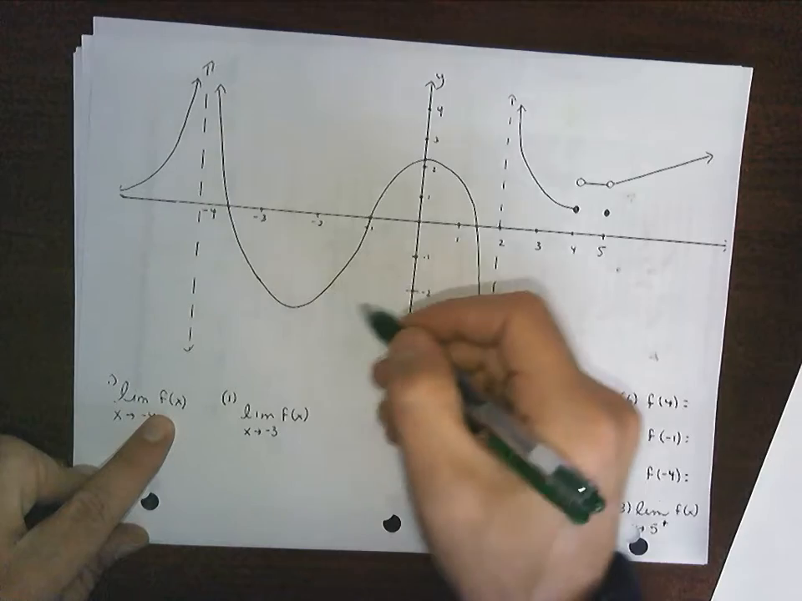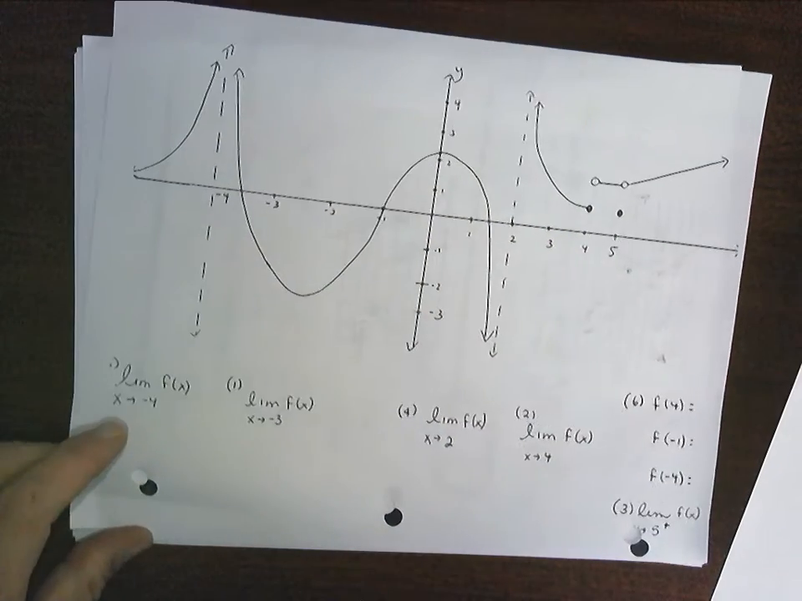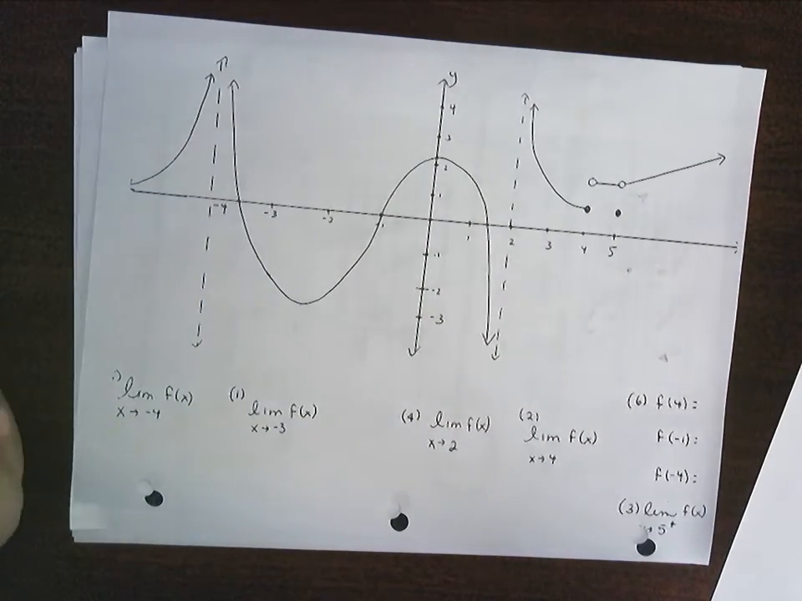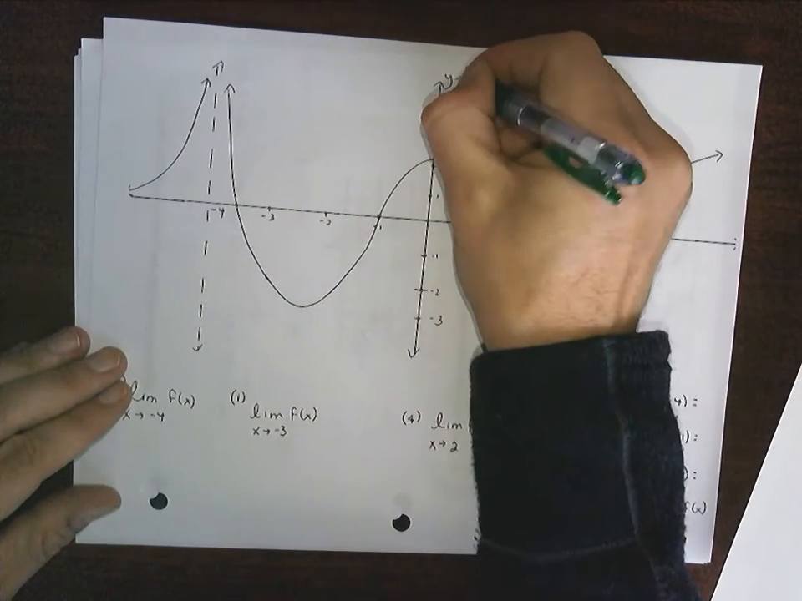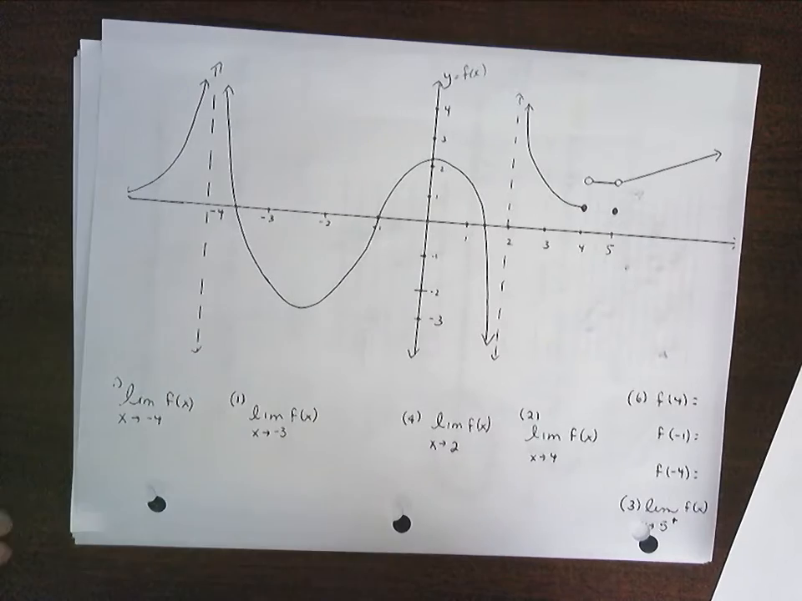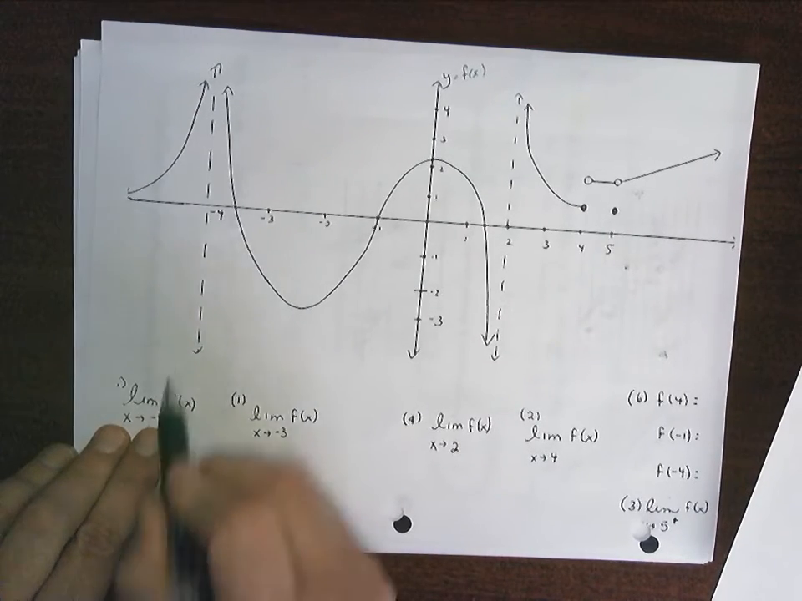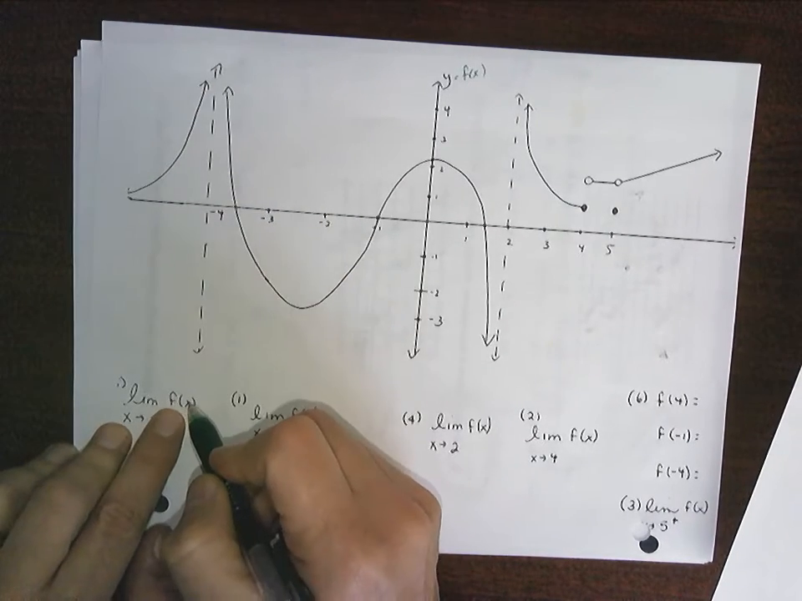This is an unconnected graph. They've got vertical asymptotes all over the place, but it's all one thing. Okay, it's all f of x. So y equals f of x should have been somewhere, but that's okay. So as x approaches negative 4, what's happening to f of x?